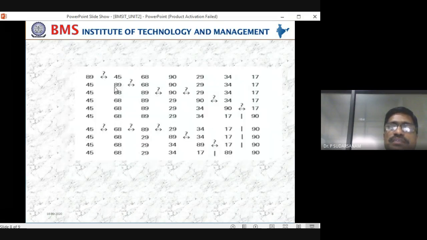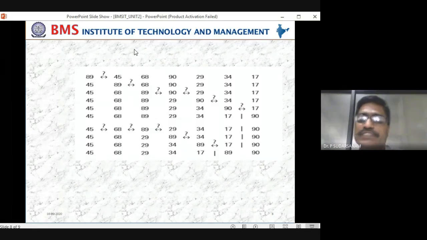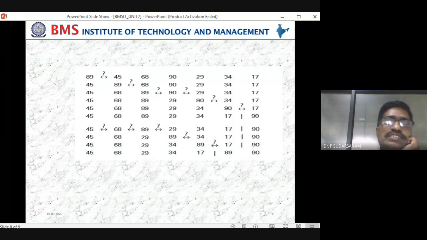Now bubble sort is nothing but the reverse order: finding the maximum element and pushing it into the last positions. This is called the first iteration. Now these two comparisons, 45 and 89. 45 is less than 89, swap these two. Next, 68 is less than this, swap this. 90 is less than 89, the condition will become false, no need to do any operations.